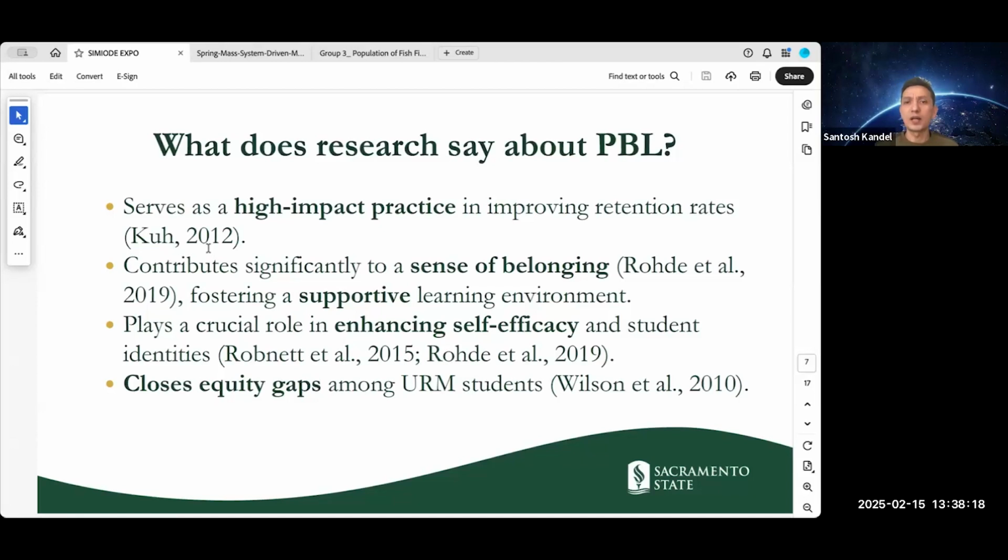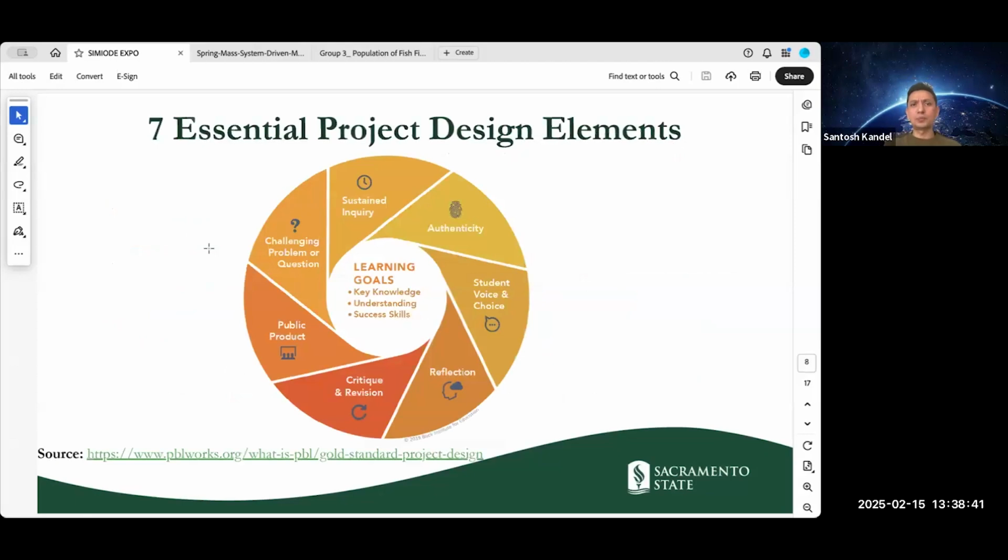For example, it has a good impact on retention rate. That's a study by Koo in 2012. Also, it cultivates a sense of belonging, fosters a supportive environment, and the crucial part is that it helps close the equity gap. There seems to be a lot of research around here. Now coming back again to project-based learning.